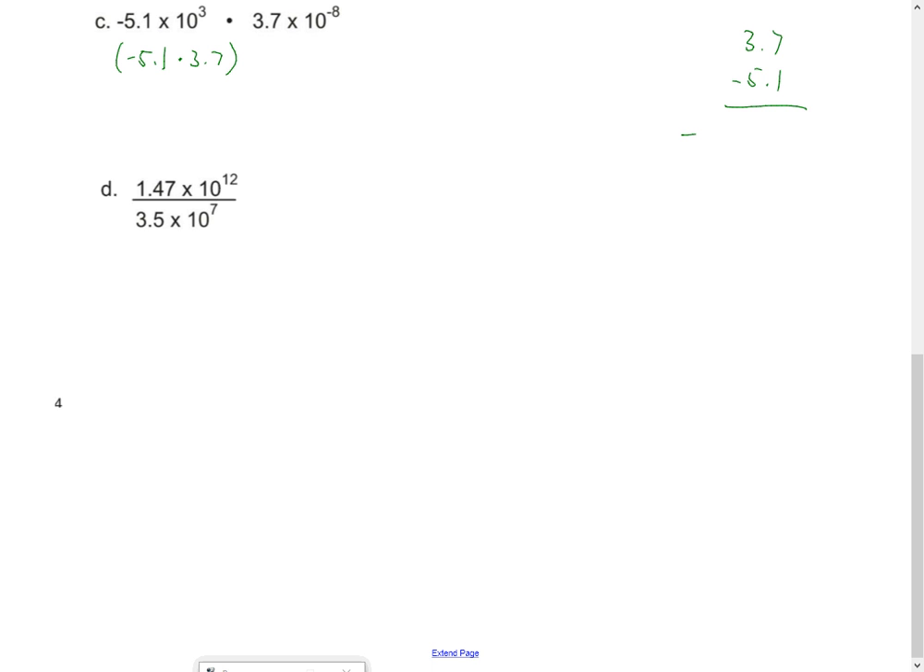1 times 7 is 7. 1 times 3 is 3. 5 times 7 is 35. Carry the 3. 3 times 5 is 15. And 3 more is 18. Add it all up. I got the negative. I got 7, I got 8, I got 8, I got 1. Where does the decimal point go? Do you guys remember? How many places? 2, right? Because 1 place for that one, 1 place for that one, so 2 places in. So I have a negative 18.87. That's my front.